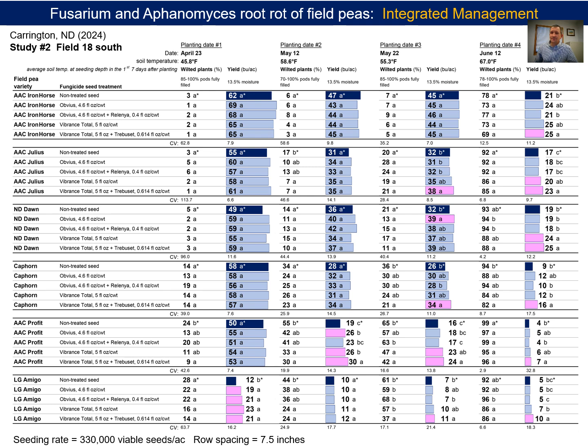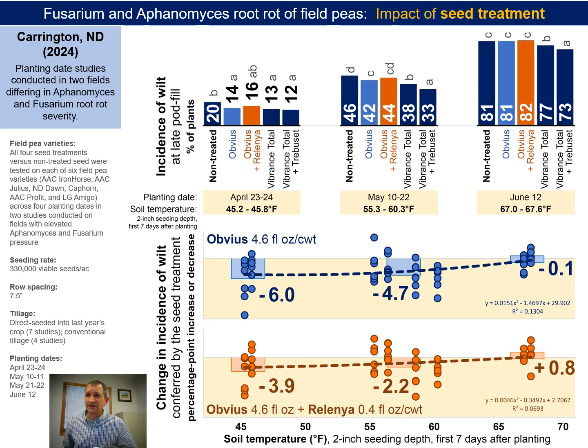It certainly helped. But at any rate, what you can see is the same thing we saw before: very consistent responses to fungicide seed treatment in those early planted peas. As you got to the later planted peas, especially the less tolerant varieties, Vibrance Total seemed to work better than Obvious, but yield potential was so low that really the take-home is you don't want to plant into soils that warm in fields with elevated Phytophthora and Fusarium pressure. And the seed treatment's not going to make up for it. So let's look in greater detail at the comparative efficacy of these seed treatments.